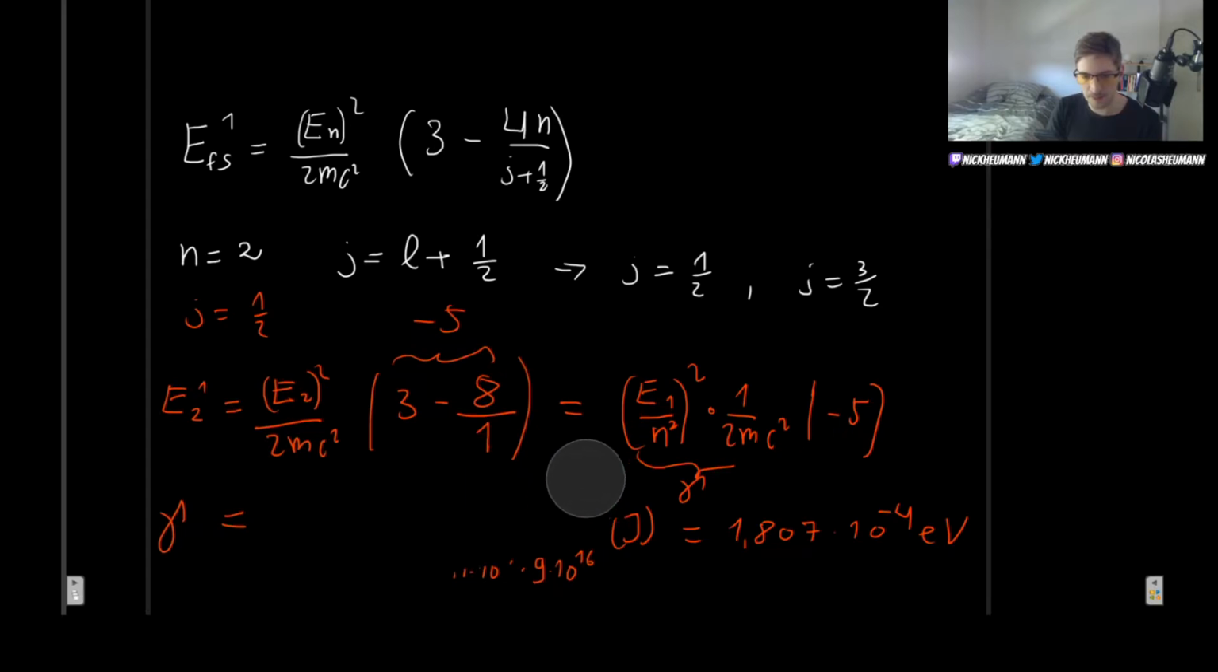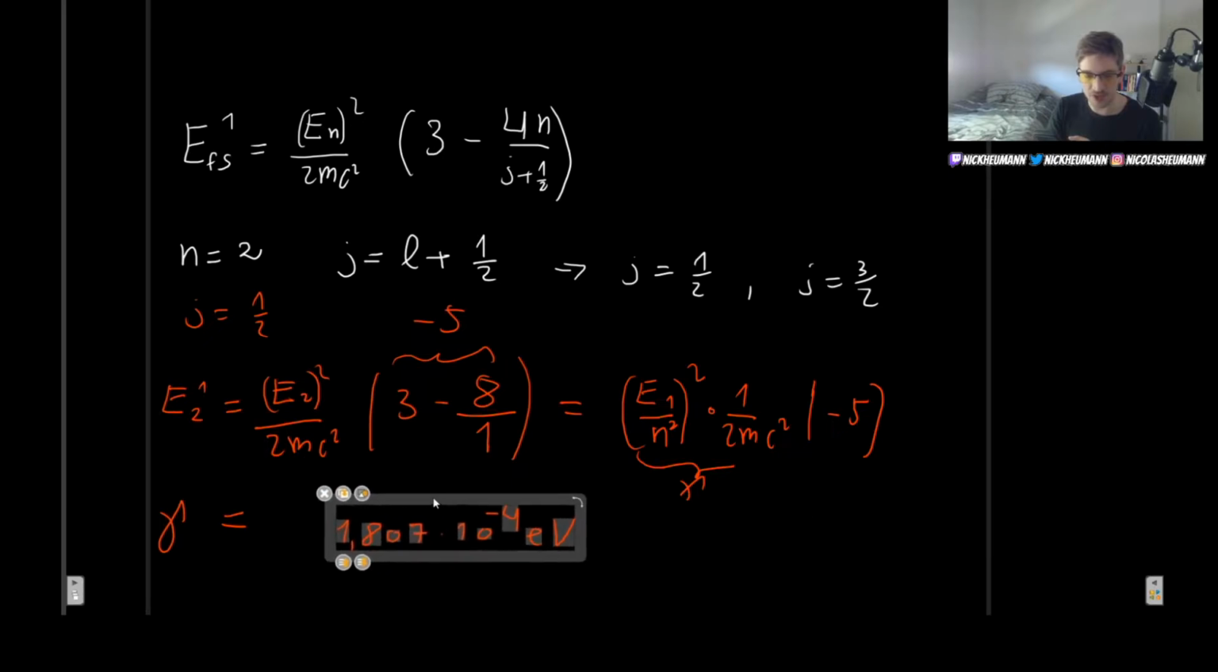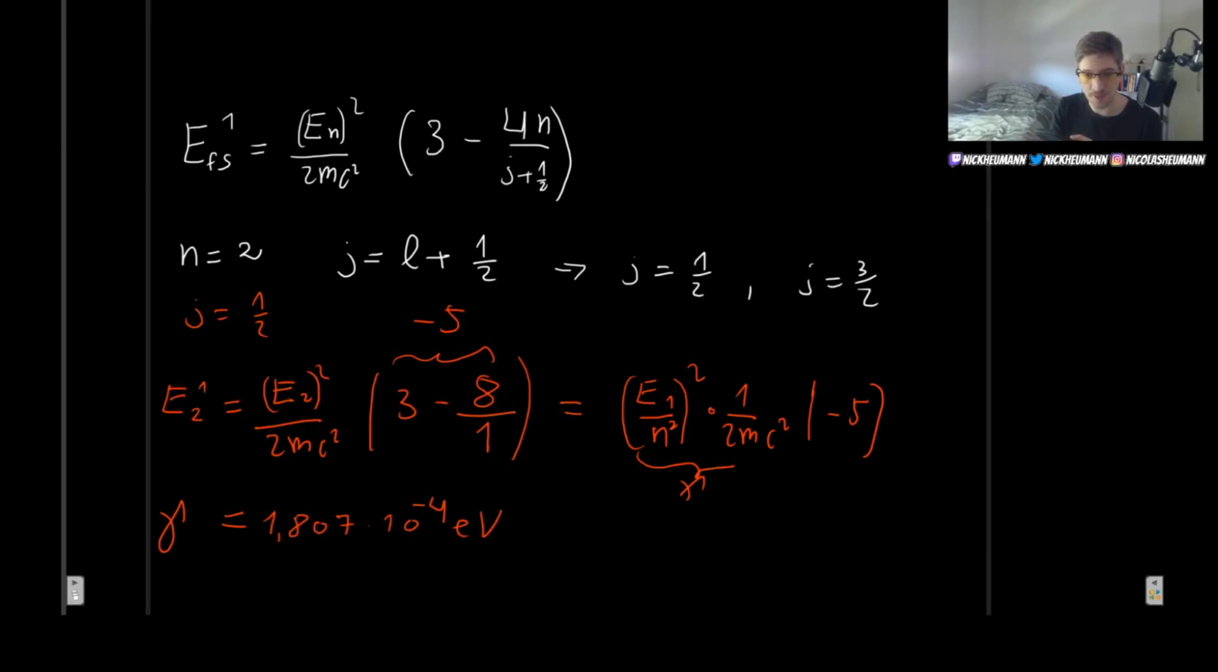Let's now put it all together. I'm going to keep it here because, as I mentioned, we will be needing this in the future. So let's plug it in. Instead of this beast, this is going to be 1 over n to the 4th power. Since n is 2, 2 to the 4th power is 16, yes. So 1 over 16 times 1.807 times 10 to the minus 4 eV.